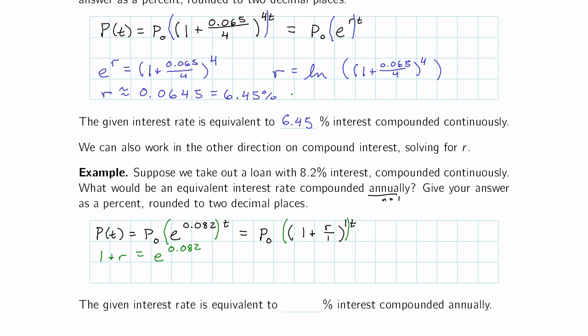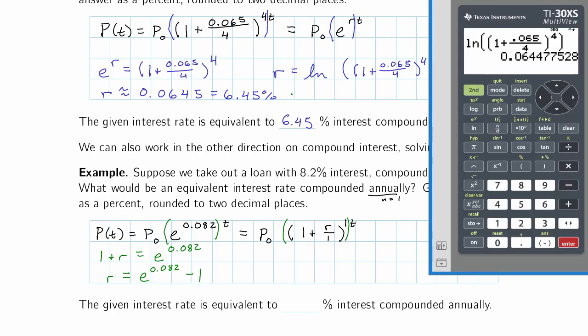Okay, I feel like that's much easier algebra, isn't it? Because we just have to subtract 1 from both sides. None of this log business. We're not looking for a number that's in an exponent, so we aren't going to need a log here. We'll get r is e to the 0.082 minus 1. Another job for the calculator.